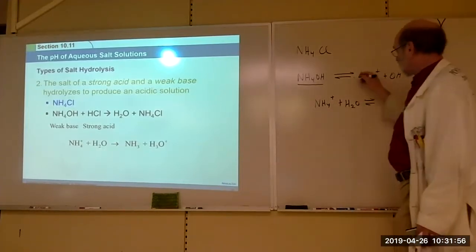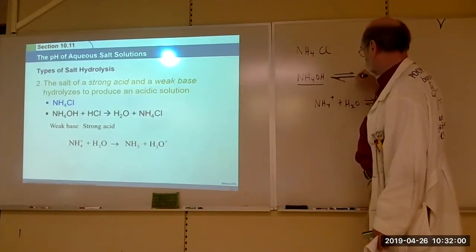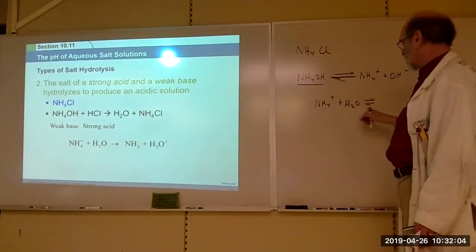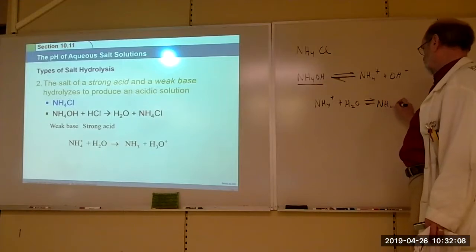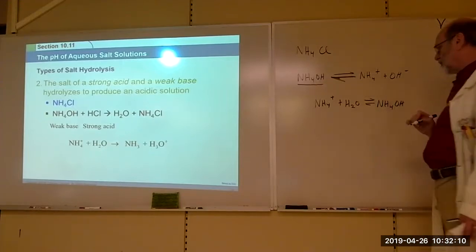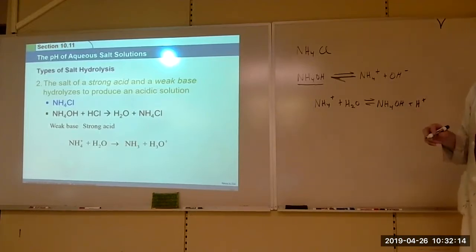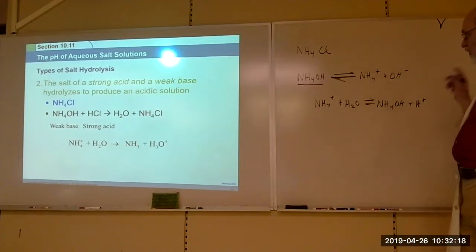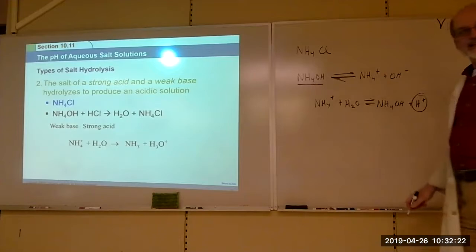Well, if the tendency is to be way over here, it wants to be there. So how does it get there from here? It picks up a hydroxide. And what does that leave? That leaves a proton. Takes a hydroxide from this, leaves a proton. So what's the end result of putting that one in solution? Acidic.